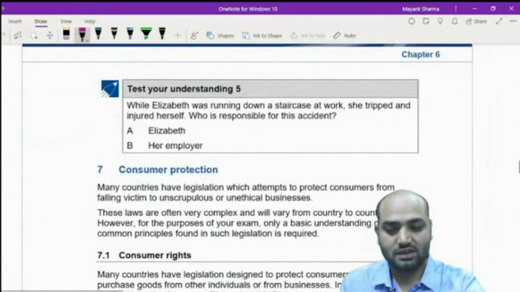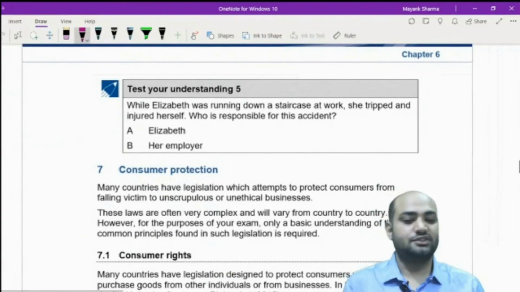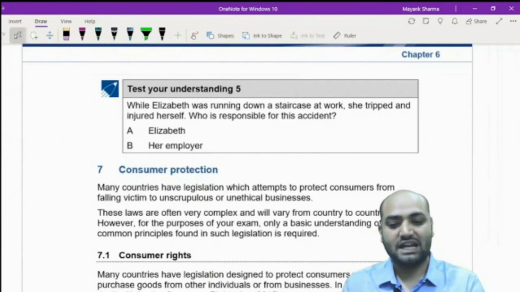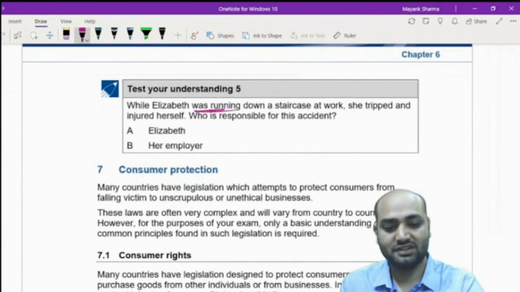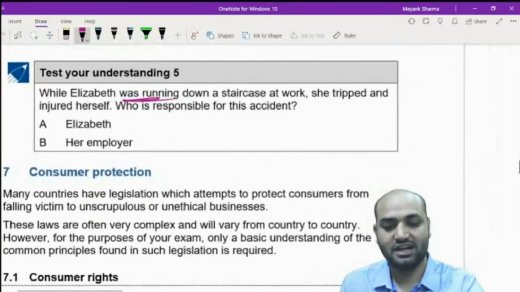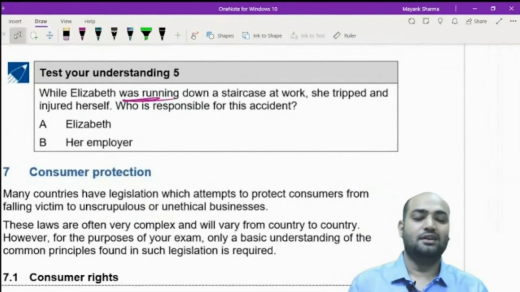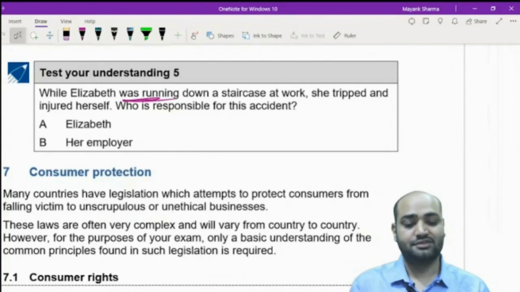TYU5. While Elizabeth was running down a staircase at work, she tripped and injured herself. Please note that she was running. There was no torn carpet or any cables, which resulted in her tripping off, and she got injured because of her own actions. It is employees' responsibility to take due care in workplace.